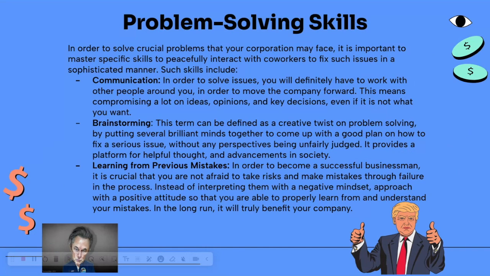So skills can include things like communication, where you work with people around you, and you may have to compromise on a lot of your ideas, opinions, and key decisions, even if it's not something that you want. However, with this, you're able to come to a conclusion that everyone does like.